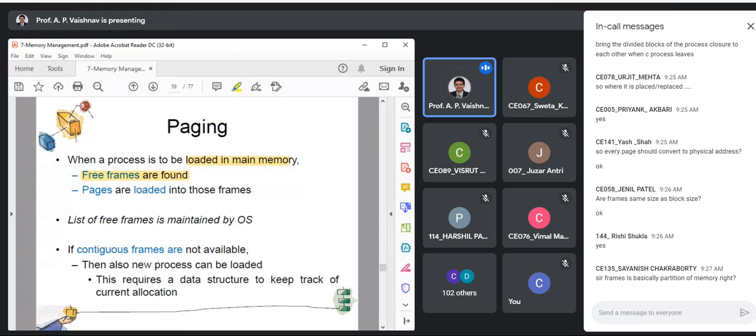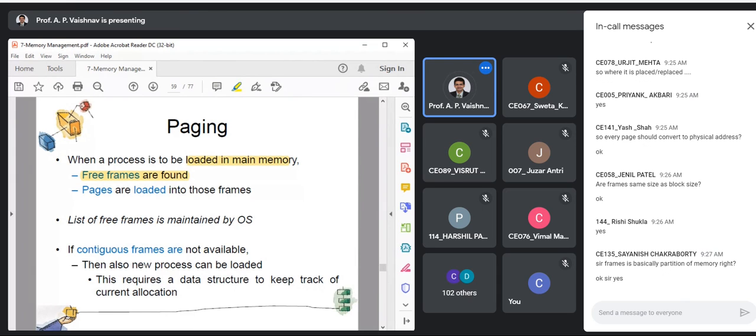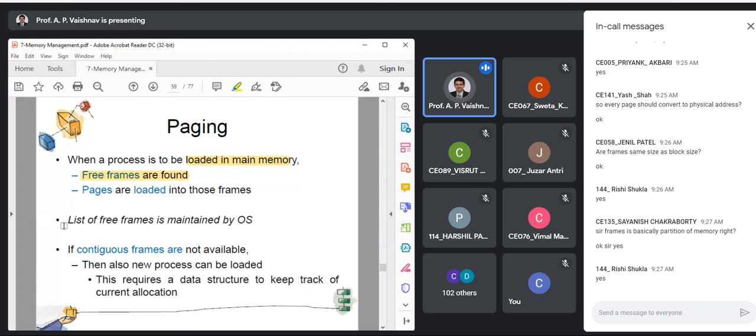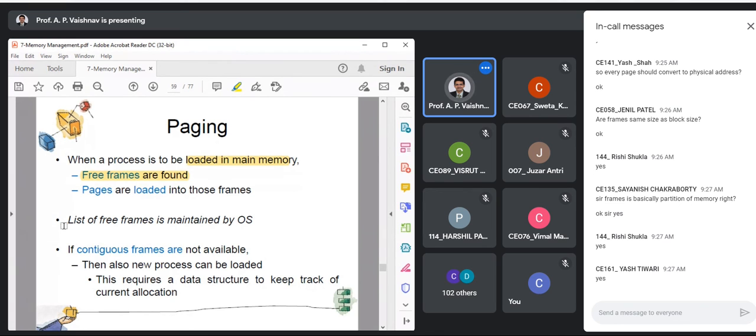That's correct. And pages are partitions of a process, right? If you understand that, then there won't be any confusion. Yes. Okay. Now, to do this job, we have to maintain a list of free frames. Obviously, we require a data structure that maintains free frames, right?